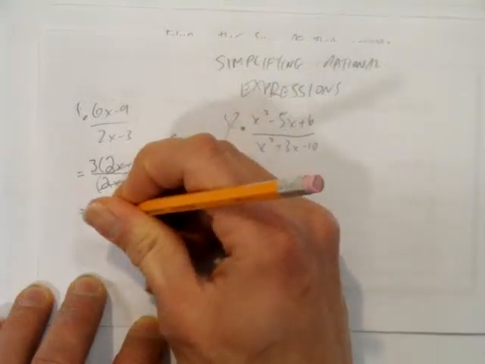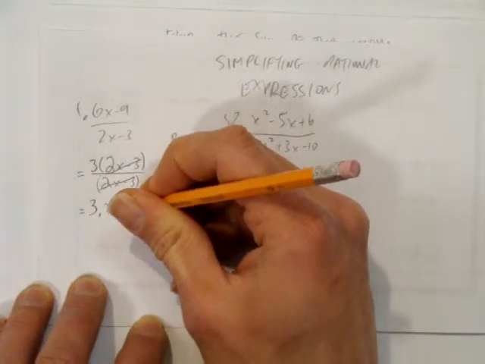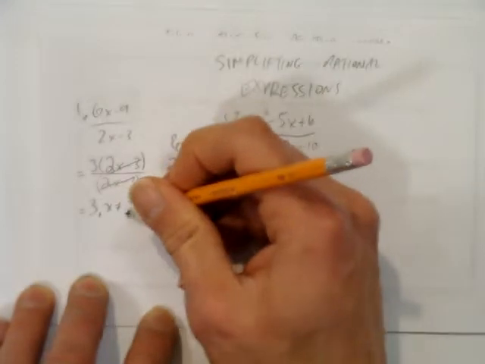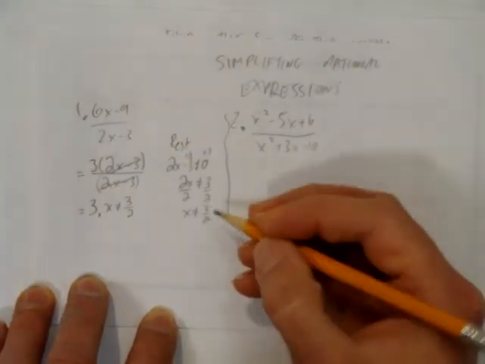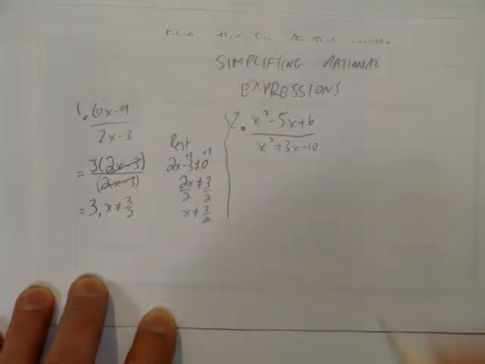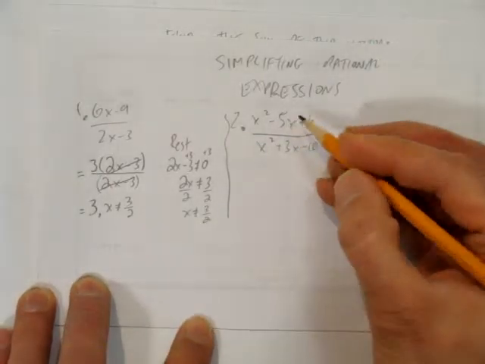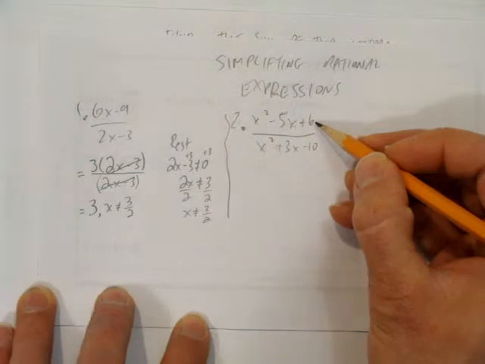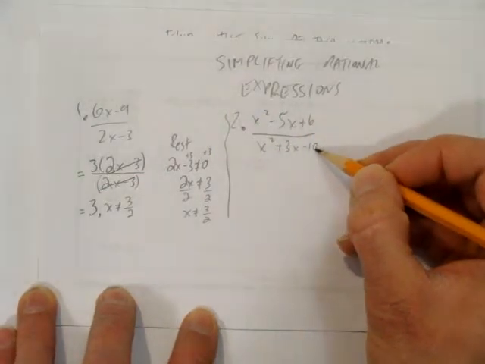Give me your final answer, please. It's 3. And tell me the restrictions. No matter what, we still say x cannot be whatever our restrictions are, in this case, 3 over 2. Question 2, we're going to factor first as well. We have x squared minus 5x plus 6 over x squared plus 3x minus 10.